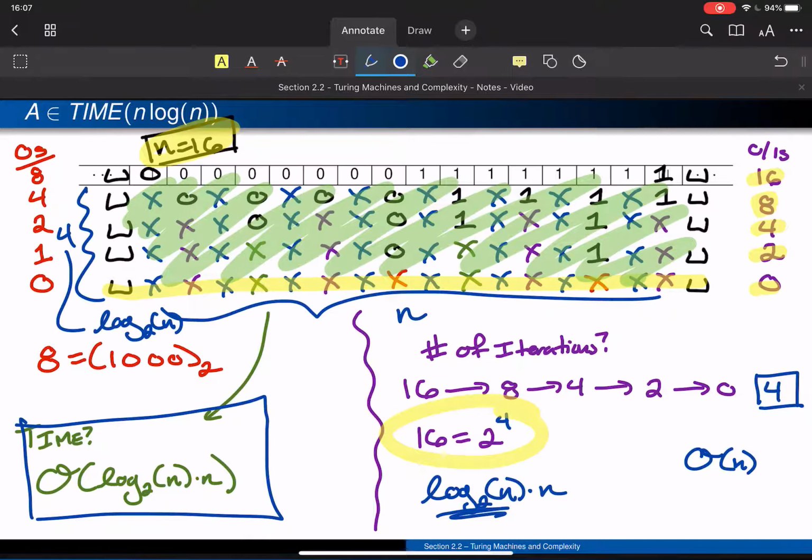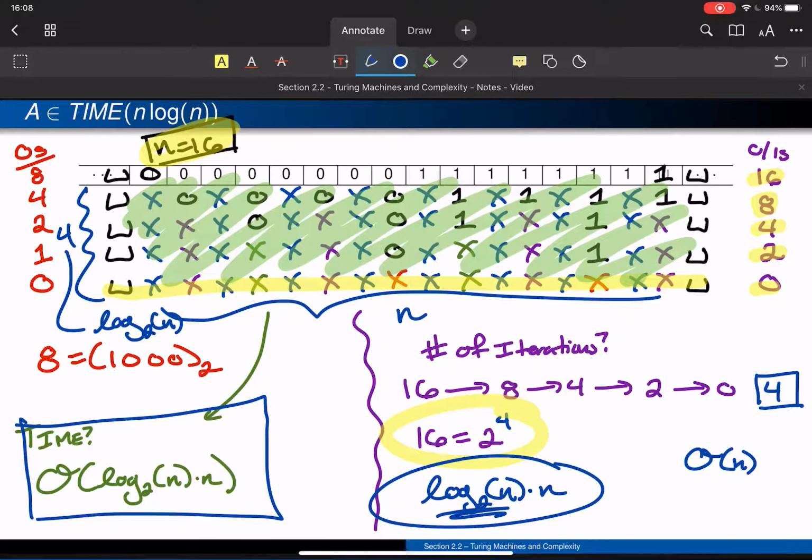Logs are really nice. They grow super duper slow. So even if n was 2 to the 10,000th, what's going to happen is that you're going to have a really wide thing, but it's not going to be very tall. I mean, it's still going to be pretty tall, but it's going to be much less tall than if I had 2 to the 10,000 divided by 2 number of rows. So it's a tremendous amount of savings in that we can burn through this process pretty quickly.